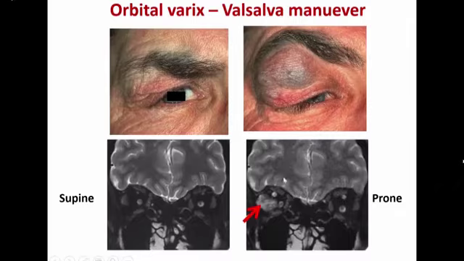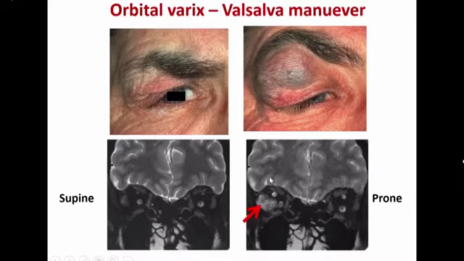So if you see here, this 59-year-old person, his right eye bulges on straining. So what you need to do is put the patient in supine, do an imaging, and put the patient in the prone position. The straining will demonstrate the orbital varix. So this is known as the Valsalva maneuver technique in orbital imaging, particularly to demonstrate a varix.